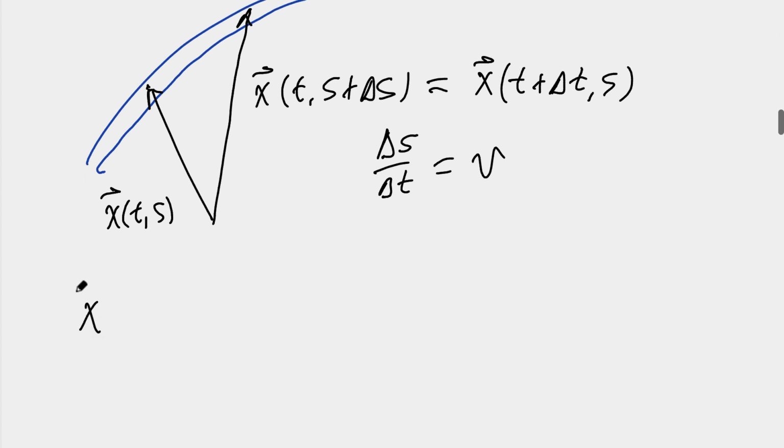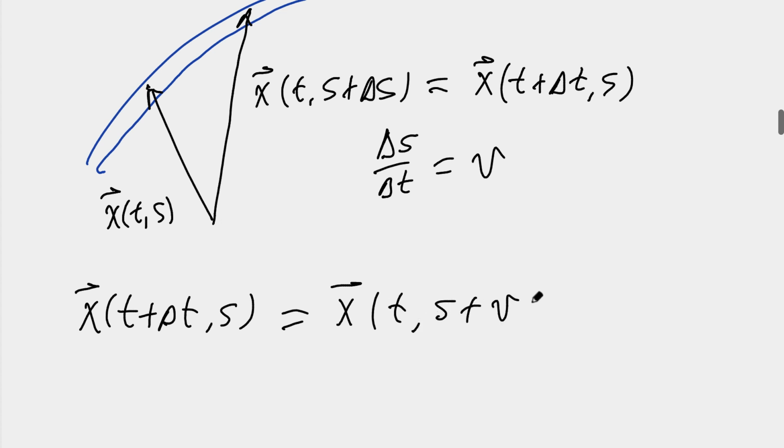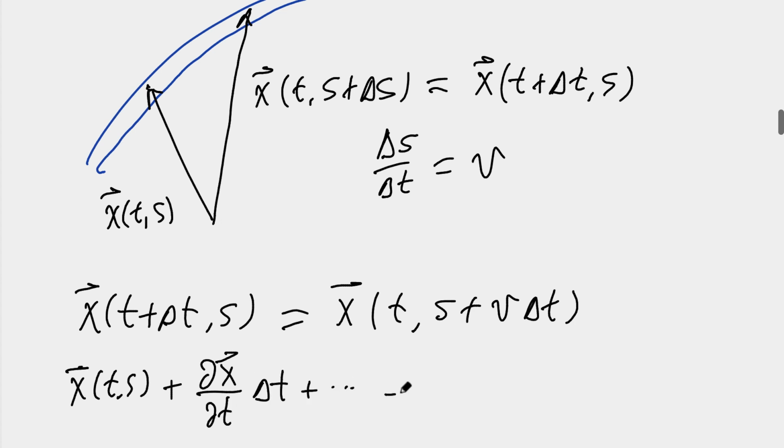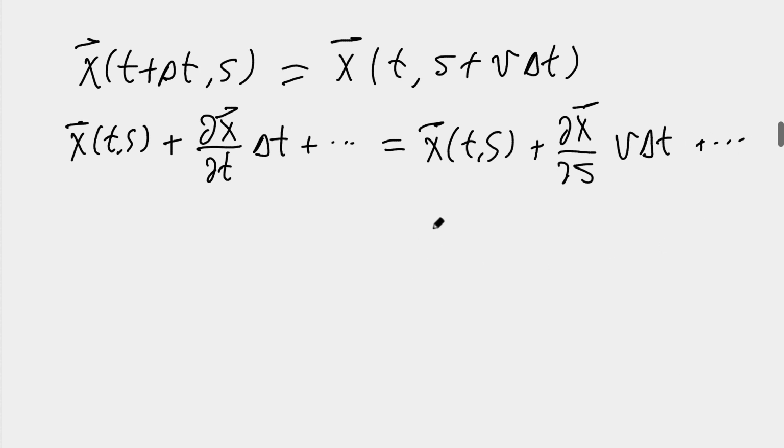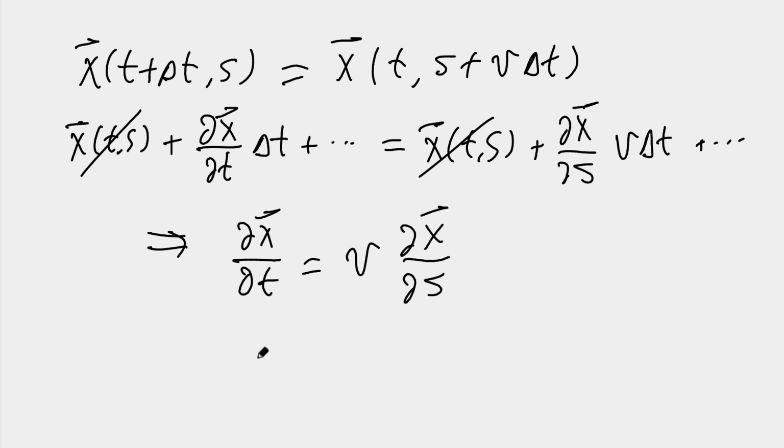Putting this together, we have x of t plus delta t and s is equal to x of t and s plus v times delta t. And now let's expand both sides in a series in delta t for delta t small. This is x of t and s plus partial x with respect to t times delta t plus higher order terms. And on the right hand side we have x of t and s plus partial x with respect to s times v times delta t and so forth. Now taking the limit as delta t goes to 0 and dropping these higher order terms, of course these terms cancel. This shows us that partial x with respect to t is equal to v times partial x with respect to s. Or in other words, using our shorthand notation, this is x dot equals v times x prime.